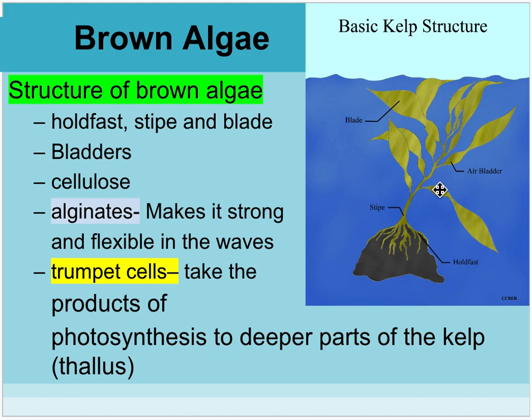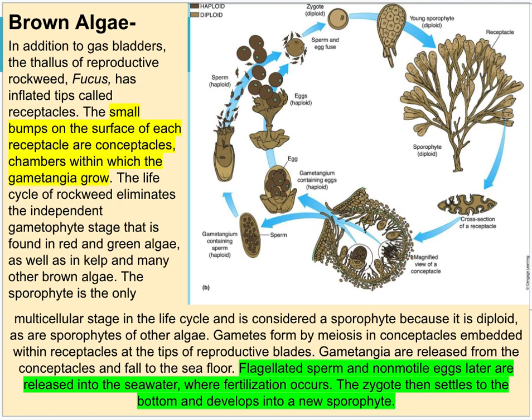But when you find these dead in Southern California, a lot of times people pop these because it'll make a loud sound. Alginates are in it, and it makes it strong and flexible in the waves. It also has trumpet cells inside that take the product of photosynthesis and bring it deeper into the kelp, into different areas, so that everything can be nourished with that.